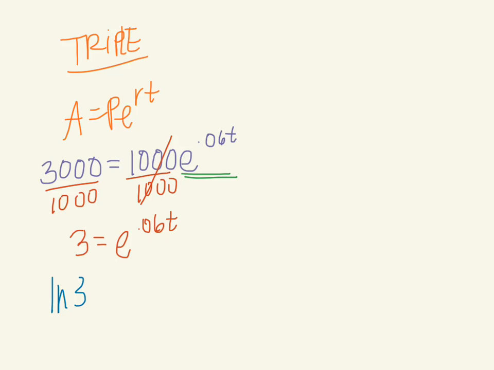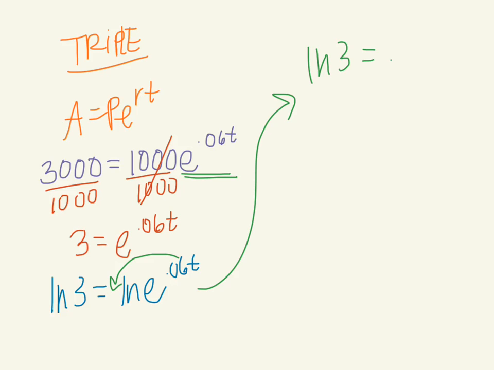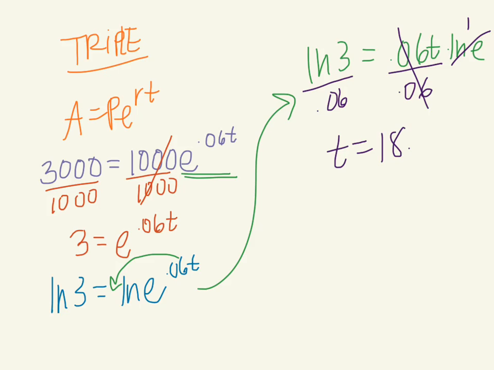So now we can put the ln's in. ln of 3 is equal to ln of e to the 0.06t. Go ahead and pop that exponent out front. So ln of 3 is equal to 0.06t times ln of e. Again, ln of e is just going to give us 1. So if we divide both sides by 0.06, we end up with time being 18.31 years.